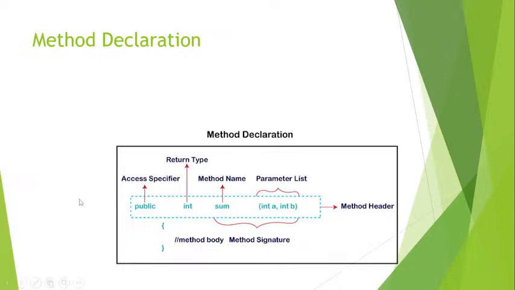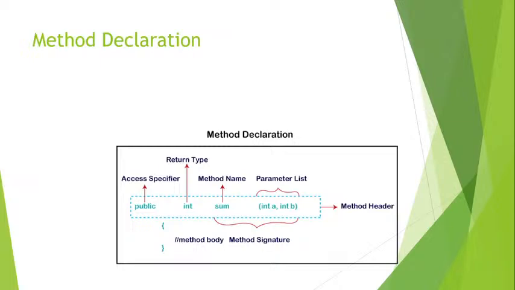So first we will write an access specifier. We have four types of access specifiers: public, private, protected, and default. What they mean, why we use public, why we use protected, why we use default and all, we will see later. Before that, you have to remember how the syntax of methods will look.